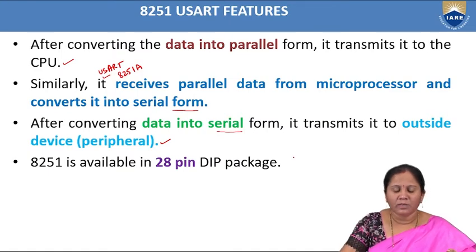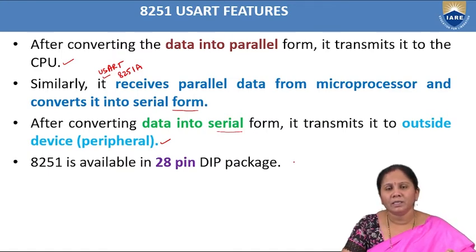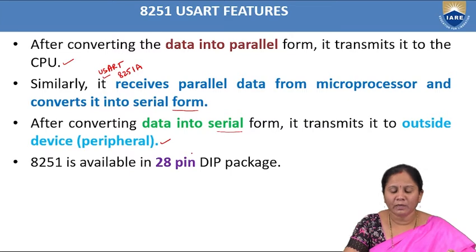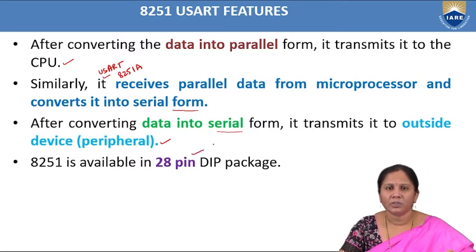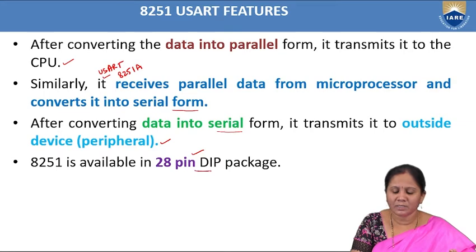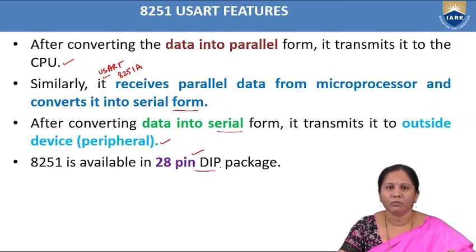Now, this 8251 IC is available in a 28-pin dual inline package. So it has 28 pins, all arranged in the dual inline package. Dual inline package means first on one side 14 pins will be there, and at the other side the remaining 14 pins will be available. This is what arranging the pins in the dual inline package format.